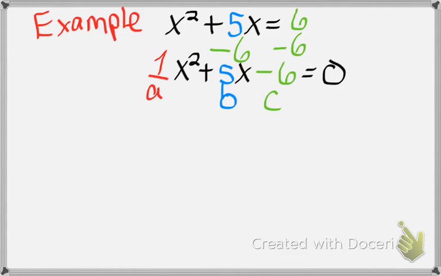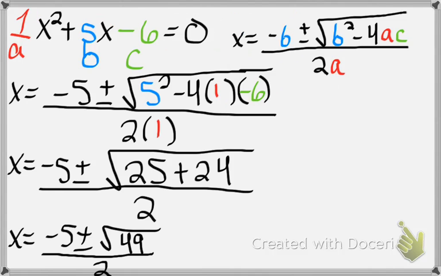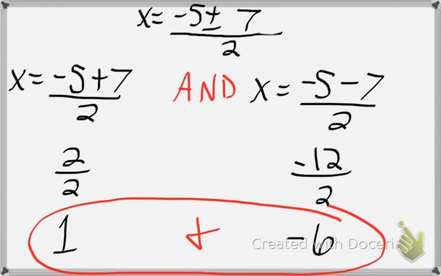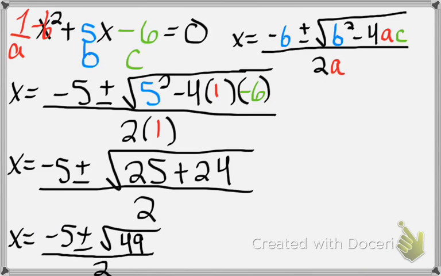Meaning, if you were to come back to the very beginning and plug in, we said 1 and -6, plug in a 1. If you evaluate that, you're going to get 0. And we said -6. Plug in a -6 for x. And if you evaluate that, you're going to get 0.